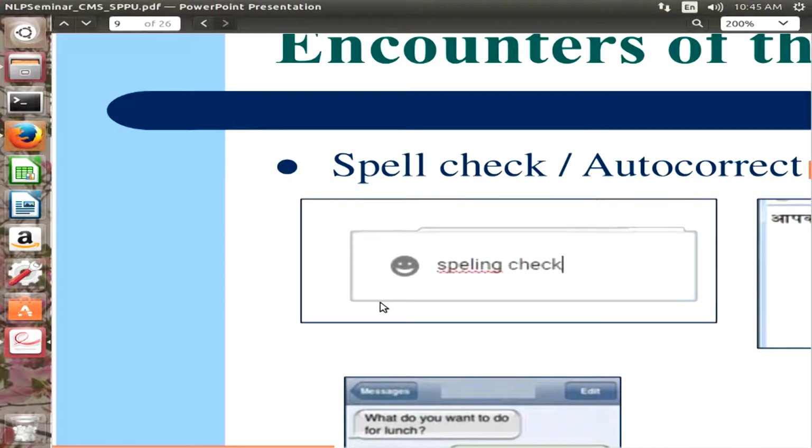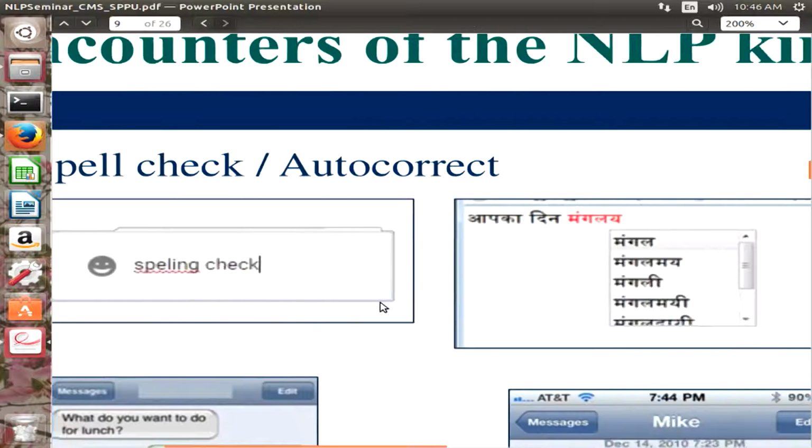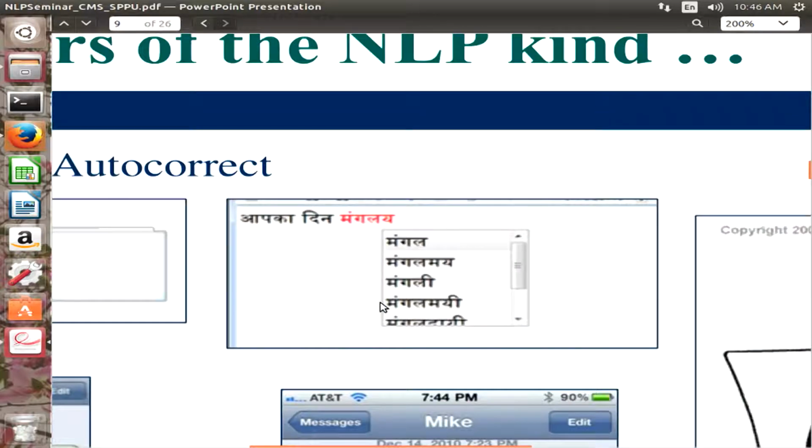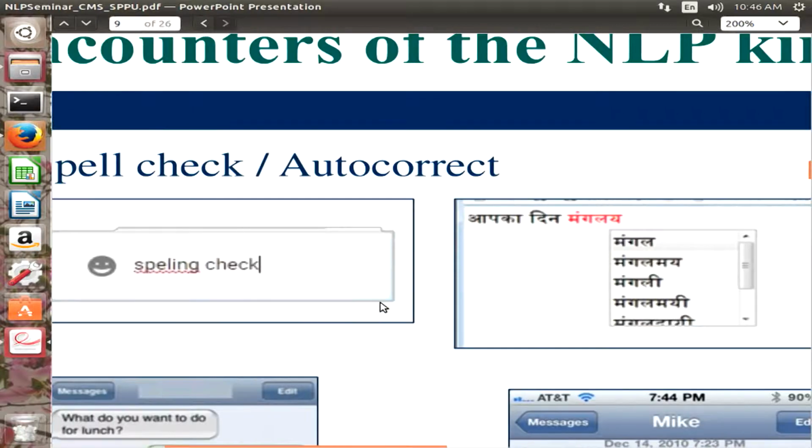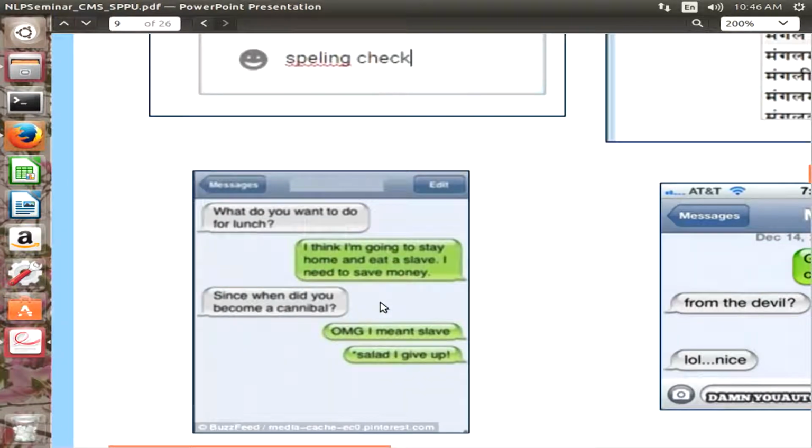So you encounter spell checkers, autocorrects, and stuff like that. So they do work at times, like over here. There's one L missing in spelling check, so it has captured. Then aapka din mangalai, so it has captured that there's something wrong over here, and it has given you the option. But there are times when it, well, doesn't work.